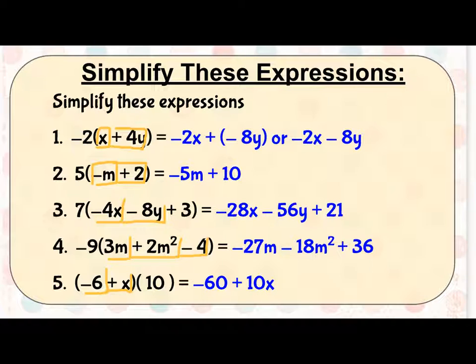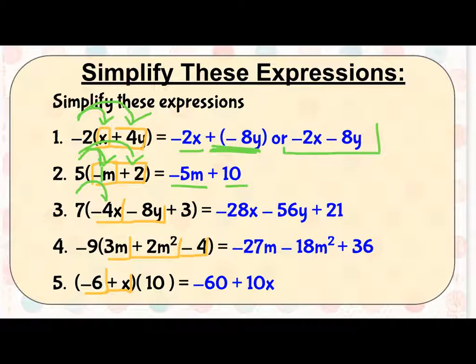And then we said, okay, now we can go through and we can distribute. So the negative 2 times the x gave me a negative 2x, and negative 2 times the 4y gave me the negative 8y. So you could write it plus a negative 8y, or you could just simplify it and write it this way without having to write 2 symbols instead of 1. They're the exact same thing. For number 2, 5 times the negative m gave me the negative 5m, because that's really a negative 1m. So 5 times the negative 1m gave me the negative 5m. 5 times the 2 gave me a positive 10.